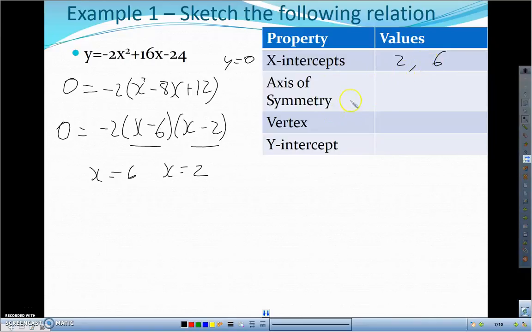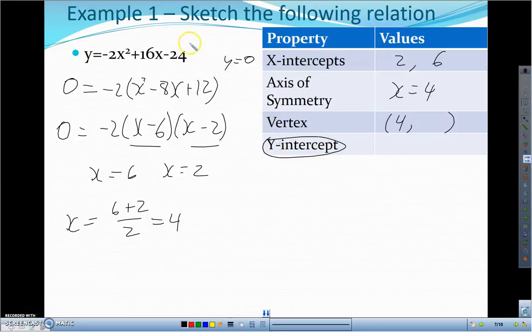Our axis of symmetry is going to be the midpoint of those. X is equal to 6 plus 2 divided by 2. That's equal to 8 divided by 2, which is 4. So x is equal to 4. And we can update our vertex from this. There's 4. We do not know what our y value is. We can also add in this y-intercept coming straight from the last number in the standard form, minus 24.